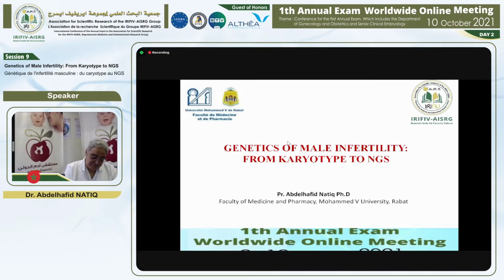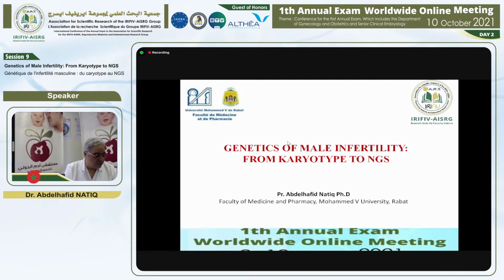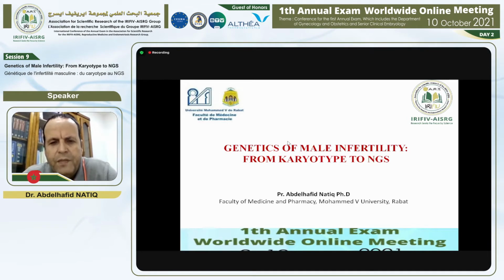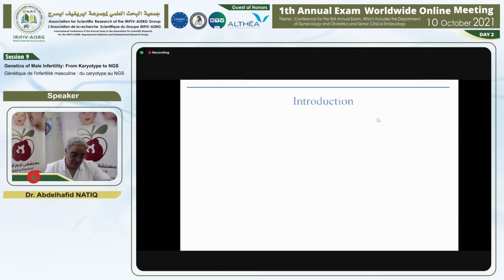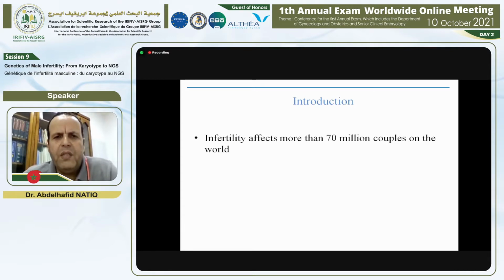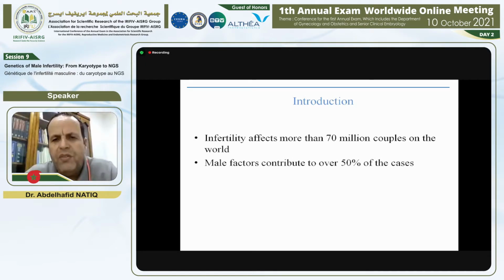So my talk is about the genetics of male infertility, from karyotype to NGS. We will see the diagnostic tools and some manifestations of genetic male infertility. As an introduction, infertility affects more than 70 million couples in the world. Male factors contribute to more than 50% of the cases.